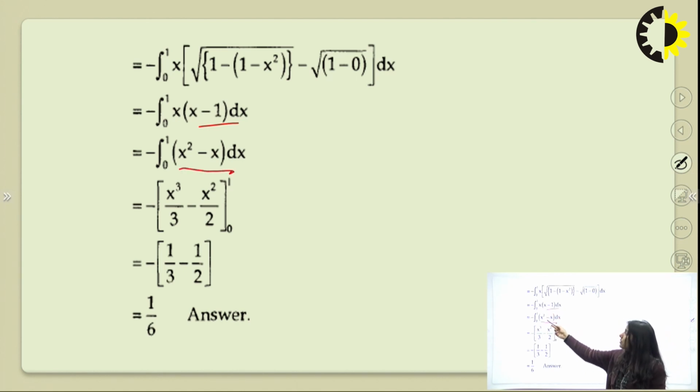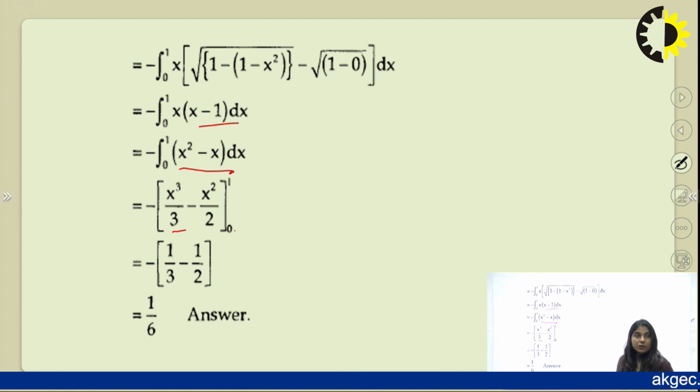So integrate x square minus x with respect to x. The integration of x square is equal to x cube by 3, and the integration of x is equal to x square by 2. So put x equal to 1 here: 1 by 3 minus 1 by 2, and minus sign, put the lower limit x equal to 0, so the terms will be 0. So the answer is equal to 1 upon 6.